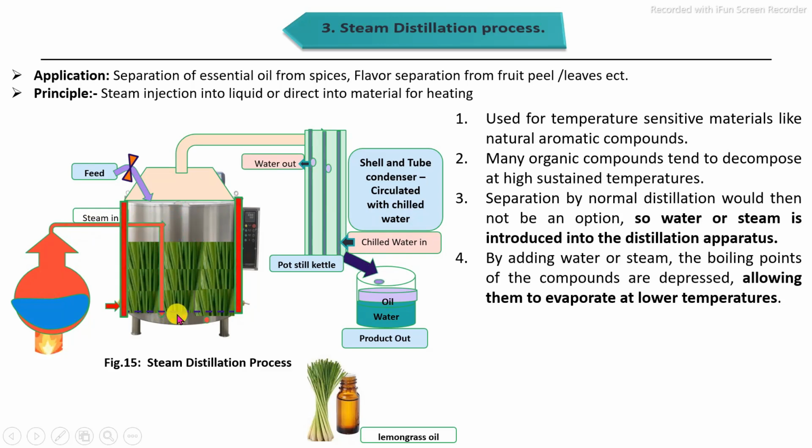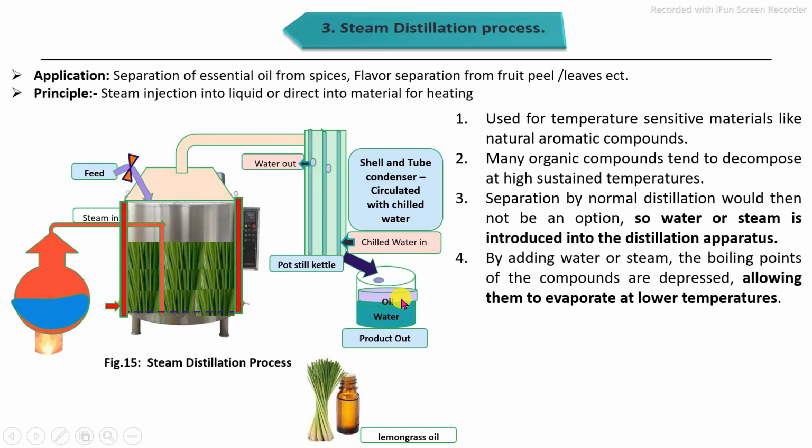There should be a provision in which the plant materials are loaded into a perforated sieve, and at the bottom steam is directly injected. The hot steam comes in direct contact with the plant material, and its moisture and volatile substances are vaporized. After the vaporization, these vapors are condensed in the condensers, and we get the essential oil plus water.